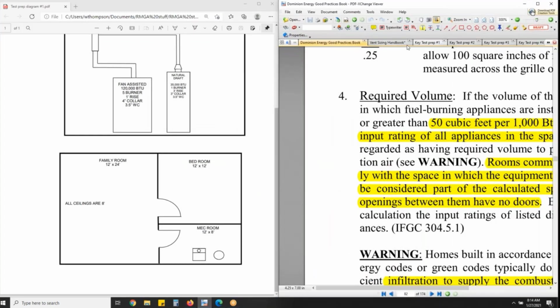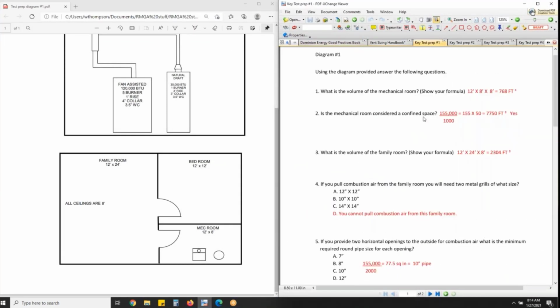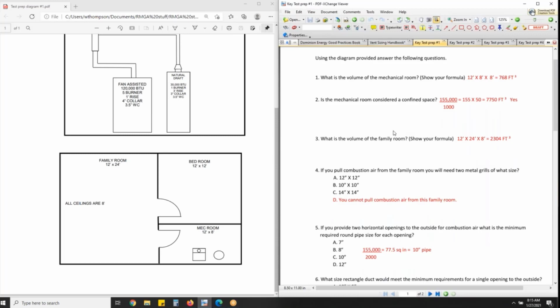Okay, good deal. So let me go back to that one. Yes, it is a confined space because we would need to have that many cubic feet and we only have that much. Okay, what is the volume of the family room? Show your formula. Well, that's pretty easy. 12 by 24 by 8 gives us 2,304 cubic feet. Remember, cubic feet. They're going to try to trick you. They're going to put square feet in there, same number, but square feet.